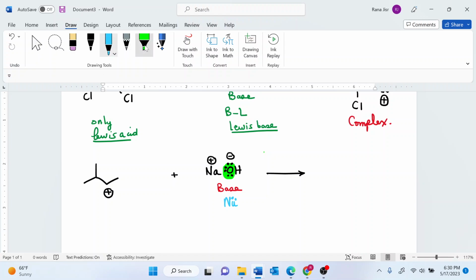Now, the electrophilic site is this carbon. This carbon lacks electrons.